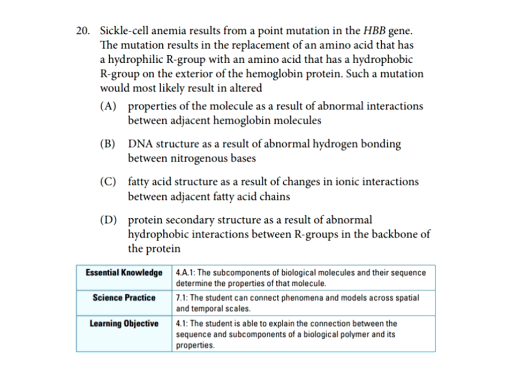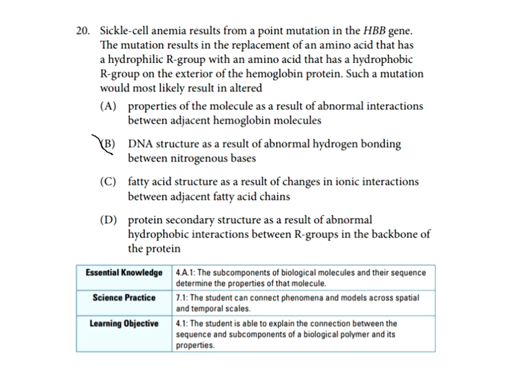All right, sickle cell anemia results from a point mutation in the HBB gene, the hemoglobin gene. The mutation results in the replacement of an amino acid that has a hydrophilic R group with an amino acid that has a hydrophobic R group on the exterior of the hemoglobin protein. Such a mutation would most likely result in an altered what? A, properties of the molecule as a result of abnormal interactions between adjacent hemoglobin molecules. B, DNA structure as a result of abnormal hydrogen bonding between nitrogen bases.